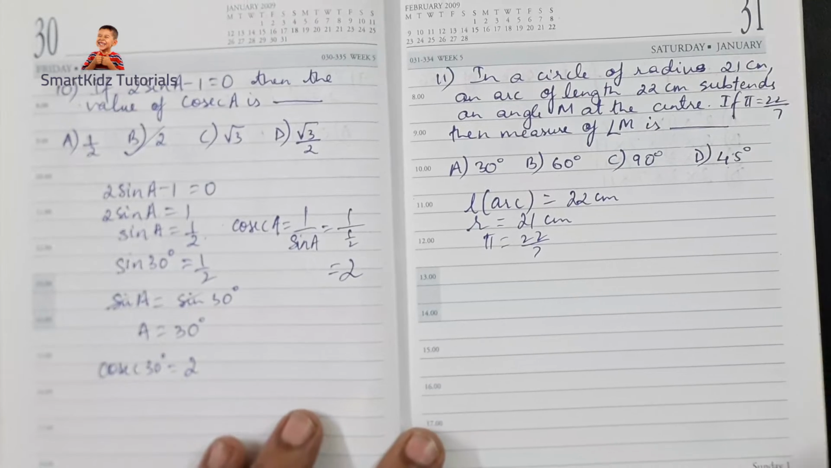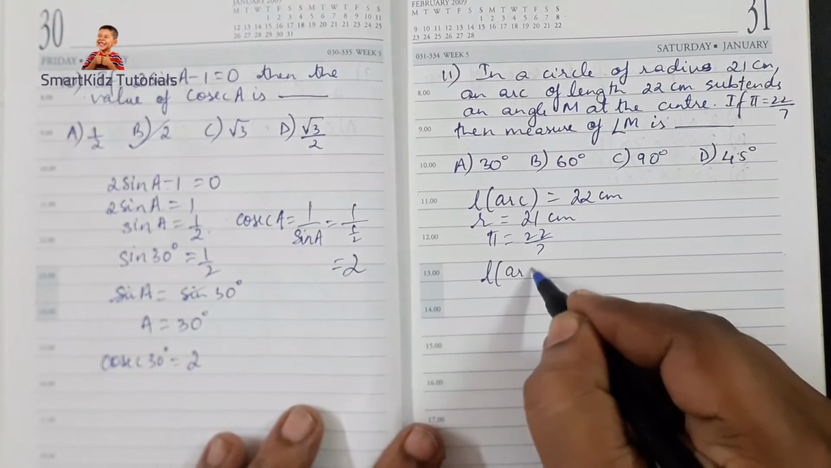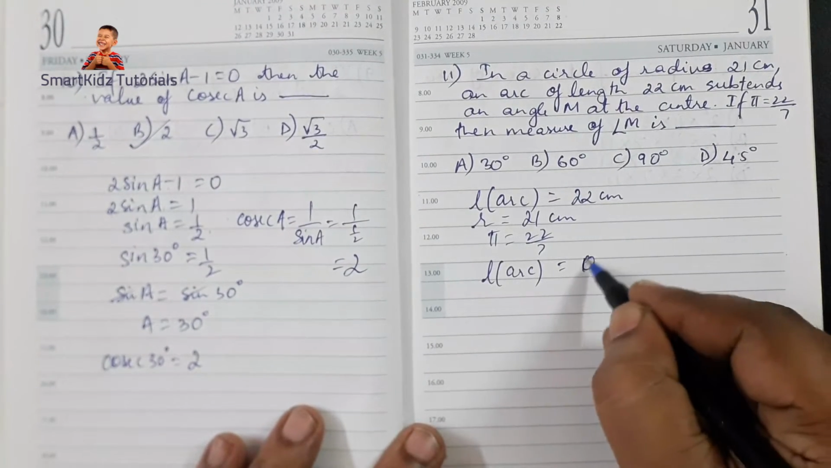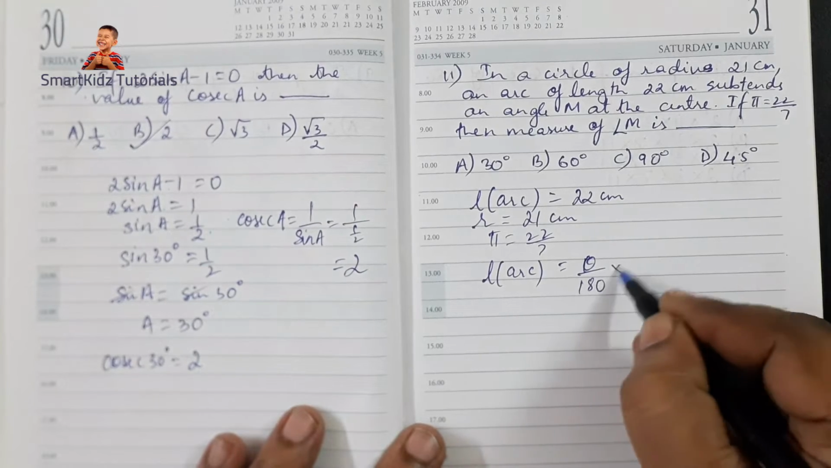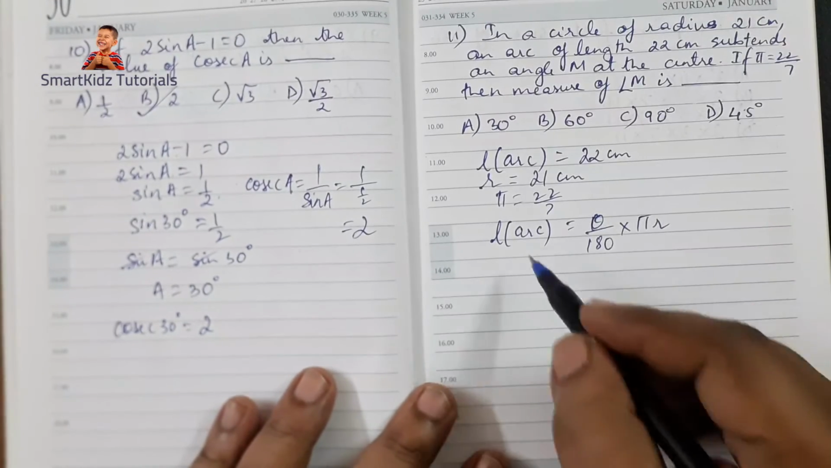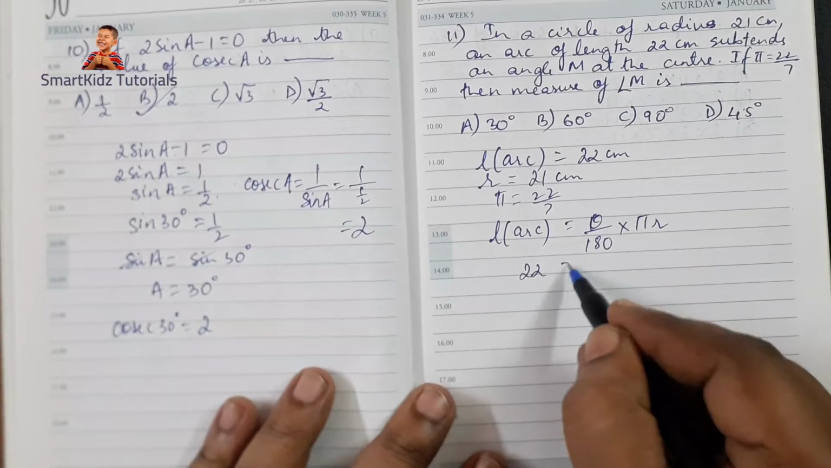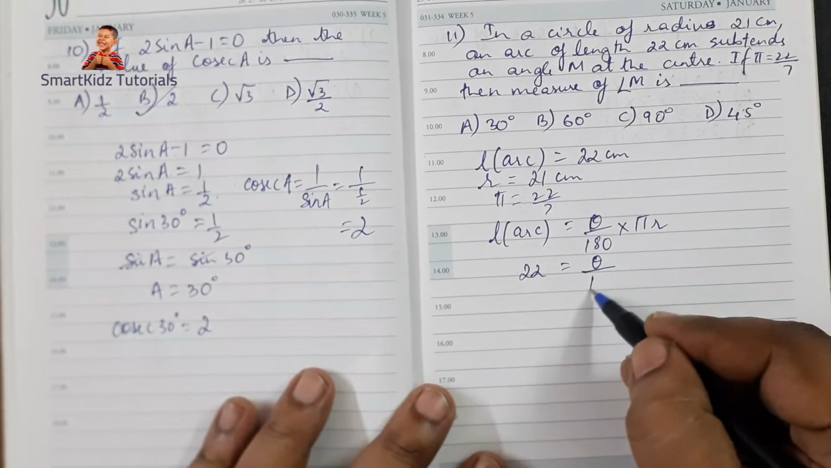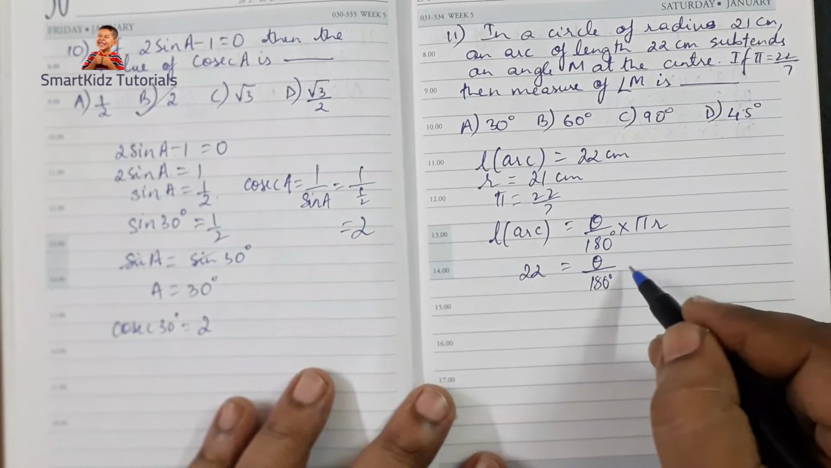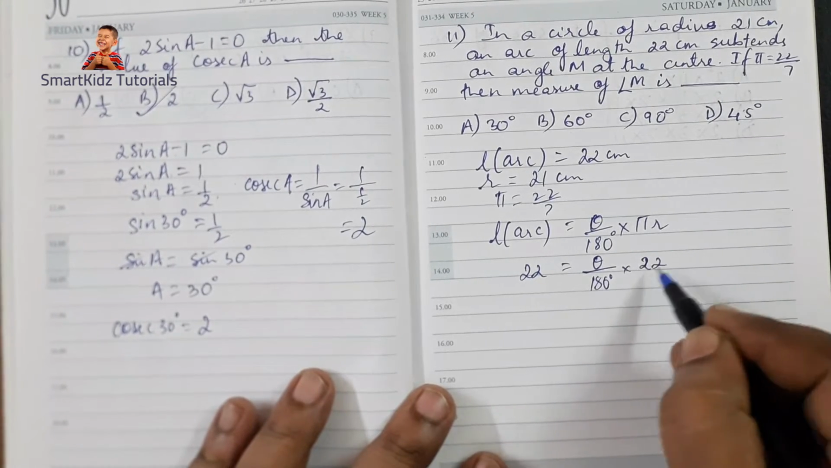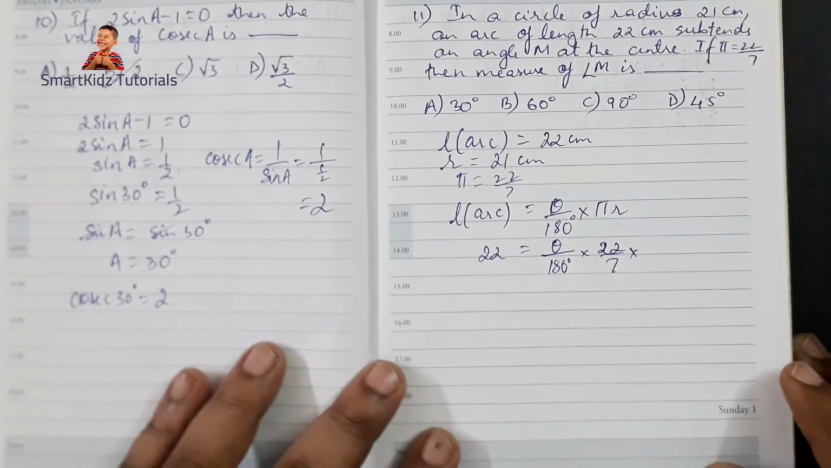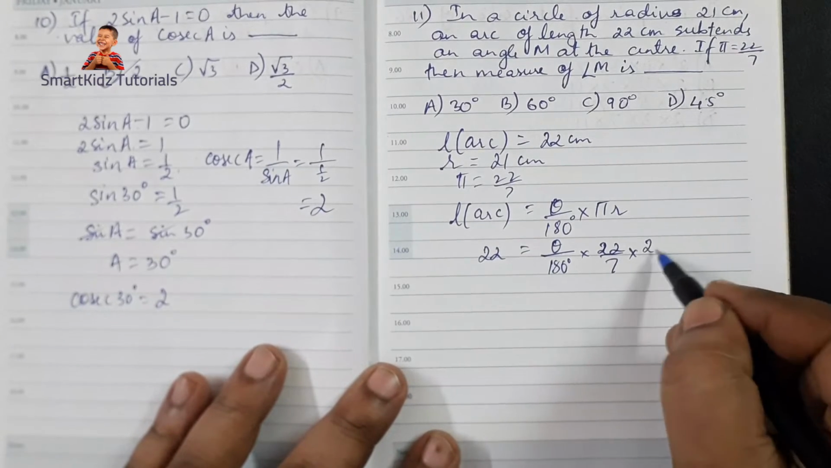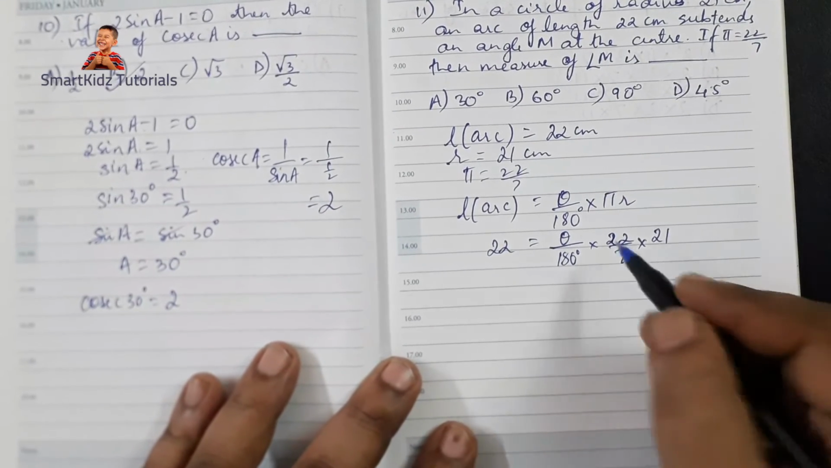So we use the length of arc formula here. The length of arc would be equal to theta upon 180 into pi r. Length of arc is given here as 22. Theta is what we need to find out. We need to find the angle, 180 degrees here also, and pi we are asked to take 22 upon 7. We'll do that. And radius is given as 21 centimeters.